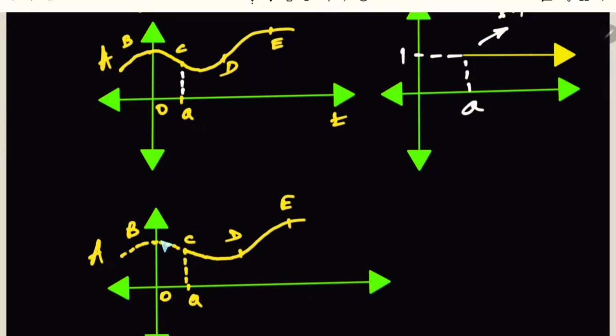That part of the curve represents a product of f of t multiplied by h of t minus e.